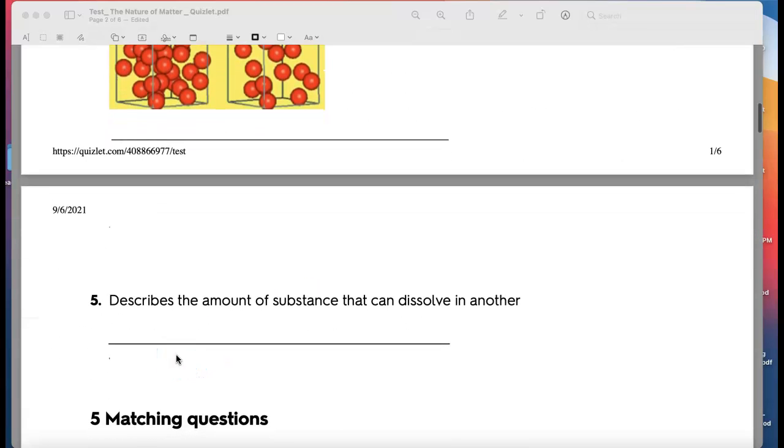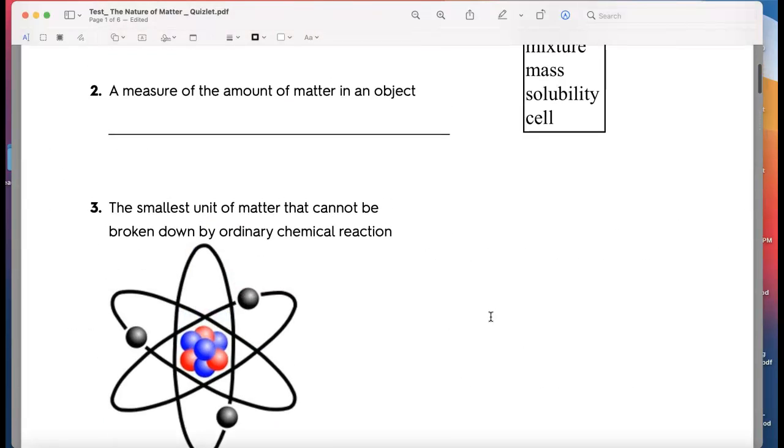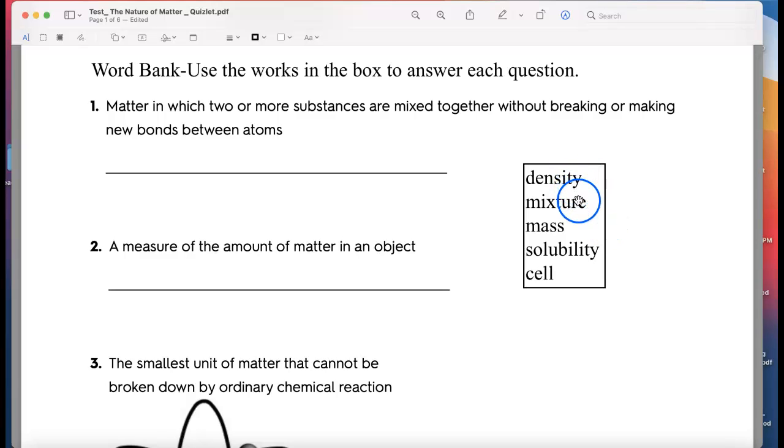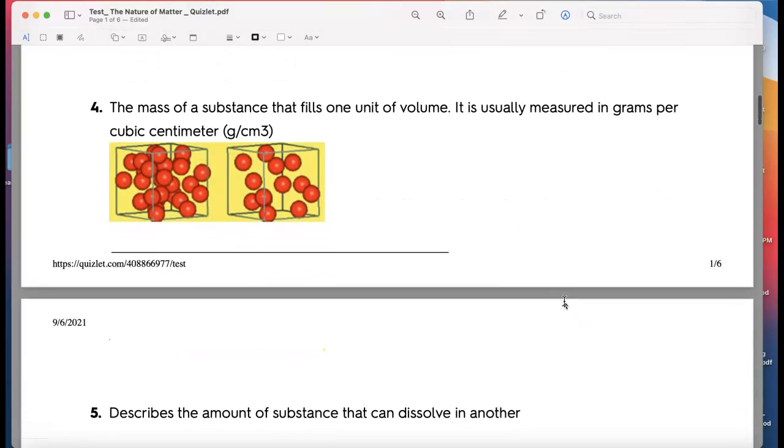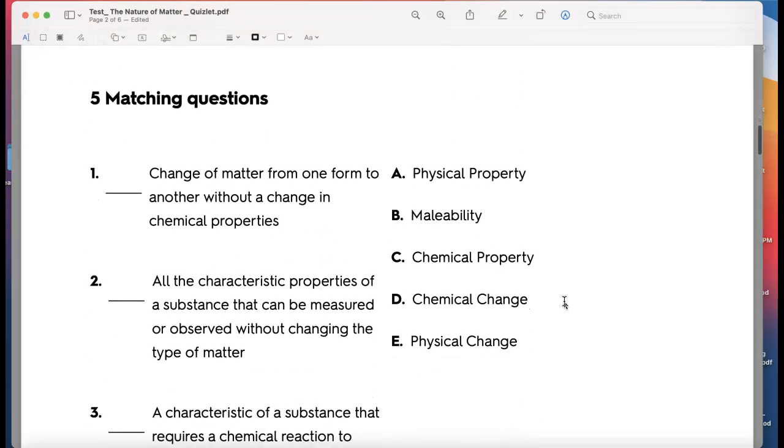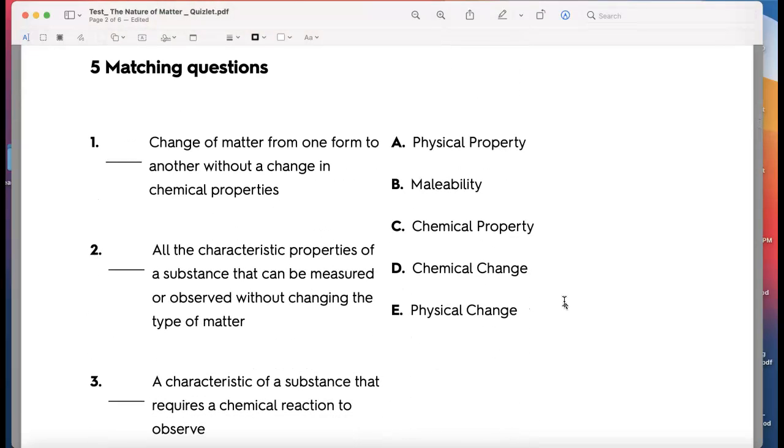And number 5, it's on the next page, says this describes the amount of substance that can dissolve in another. Go back up to your word bank. Your choices are density, mixture, mass, solubility, or cell. Okay, I'm going to move on to the next group of 5. Remember, science students, at any time you can pause this video to answer the question. That is the expectation because I will talk faster than you can probably answer the questions.